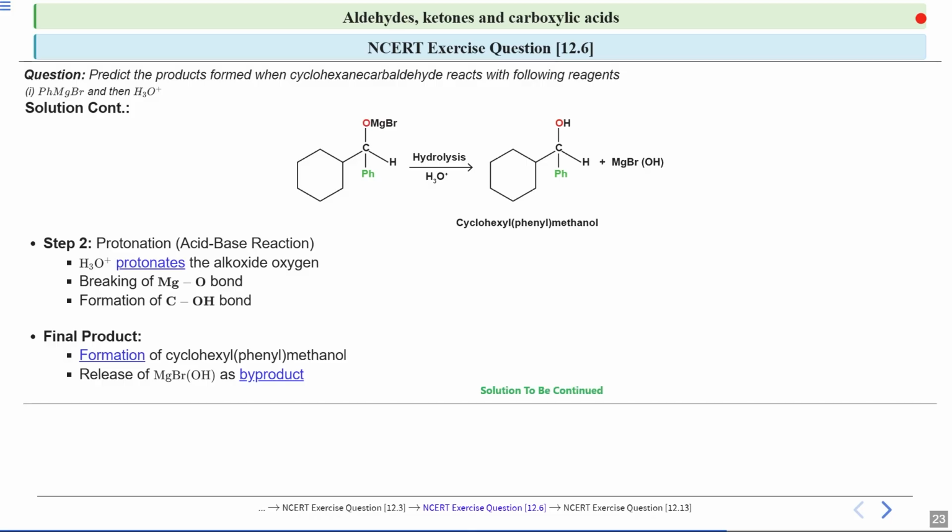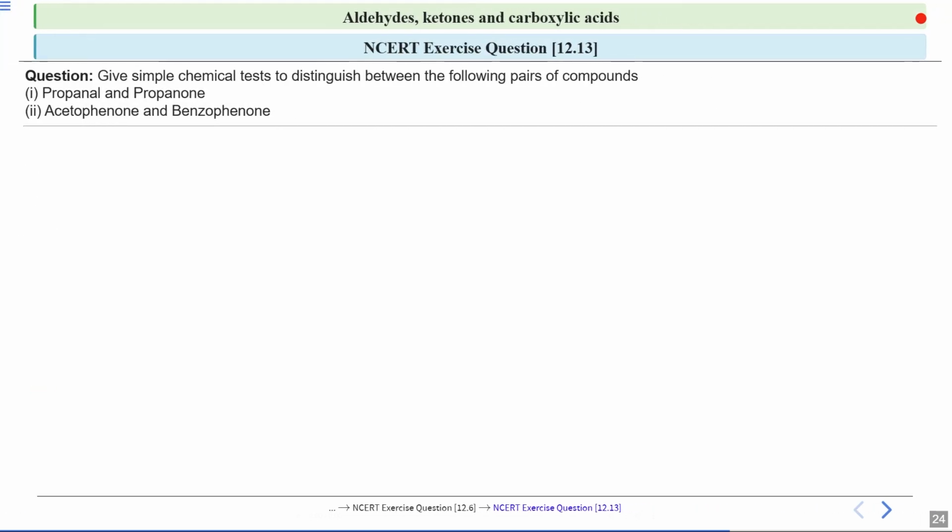So this was the solution for how we predict the products when cyclohexane carbaldehyde reacts with PhMgBr, followed by hydrolysis. Now we will move on to the next question. You have to give a simple chemical test to distinguish between the following pairs of compounds. First is propanal and propanone. Next is acetophenone and benzophenone.